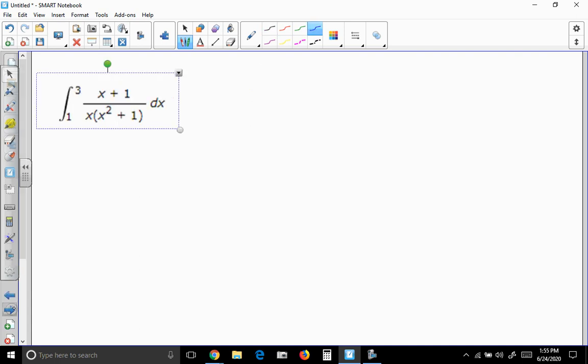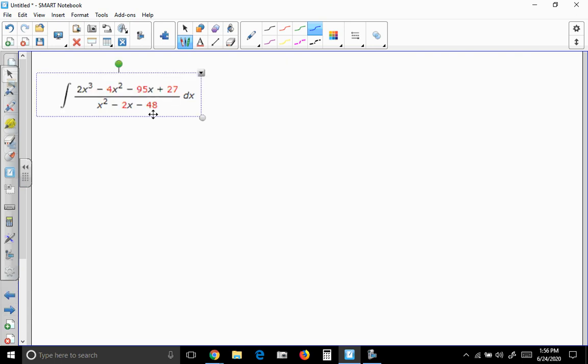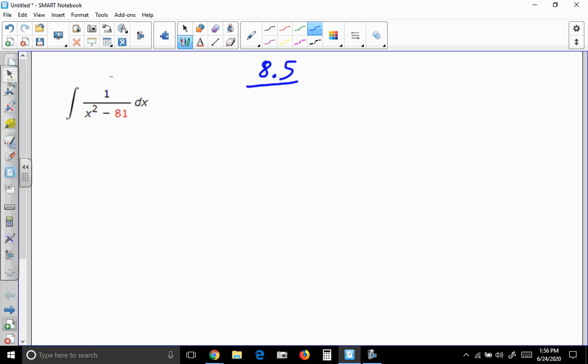Let's rewrite 1 over x squared minus 81 as two separate fractions. Now, how do we do that? If it was a product on bottom, we could write it as a product, but we don't really have a product rule for integration. So how can we write it as one thing plus or minus another? Notice that the denominator factors.